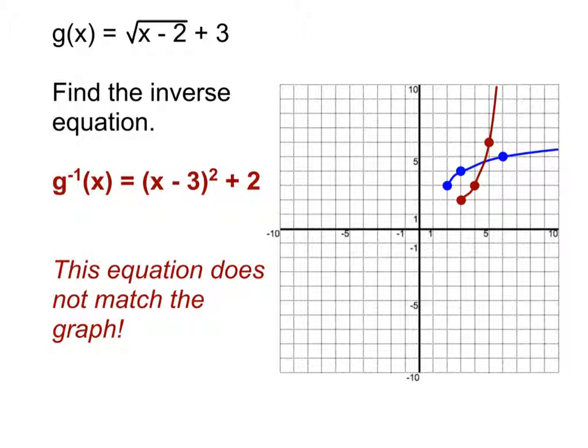But then my inverse graph doesn't look the same as my original. Well, if I were only graphing this, my domain would be all real numbers. But notice, the actual inverse does not have a domain of all real numbers. That's why we found that domain earlier.